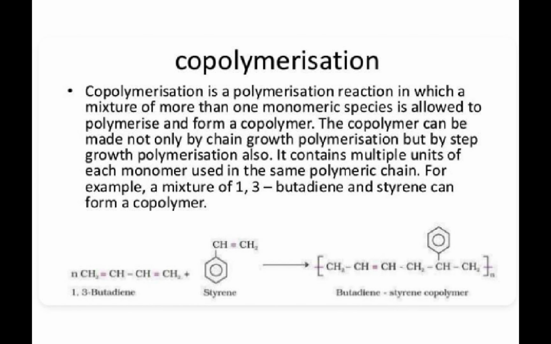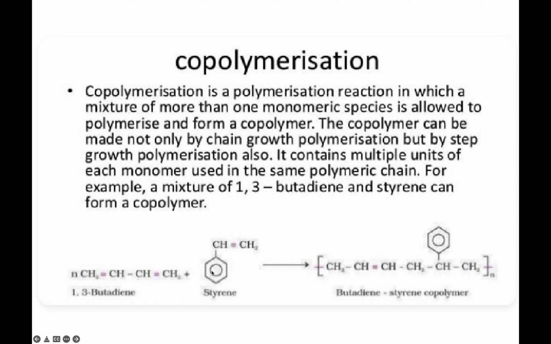copolymerization. So normally what is copolymerization? It is a polymerization reaction in which more than one monomeric species is led to polymerize and a copolymer is formed. Normally copolymer is made not only by chain growth polymerization, but there is another process also called step growth polymerization. So there are multiple units of each monomer which is used in the same polymeric chain. An example, a mixture of 1,3-butadiene and styrene. So they can together form a copolymer.